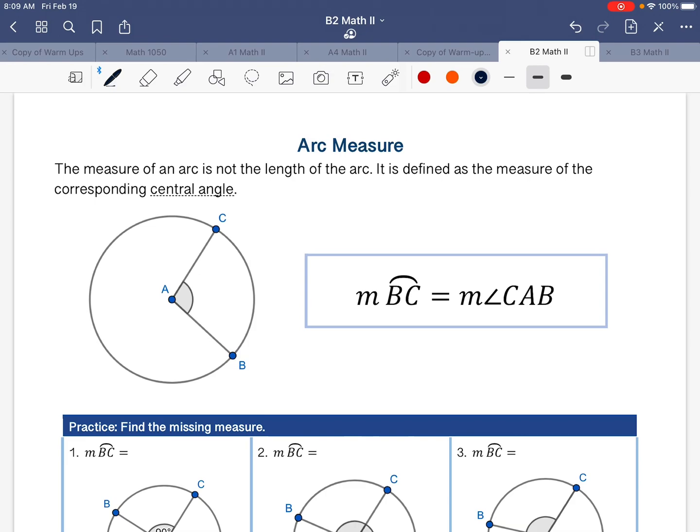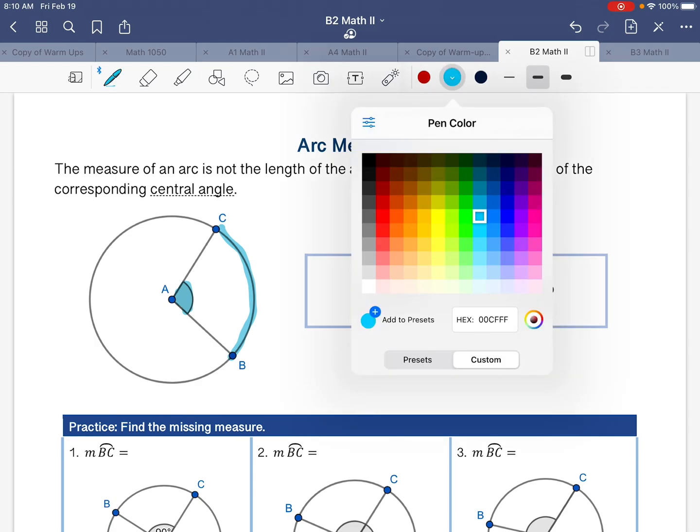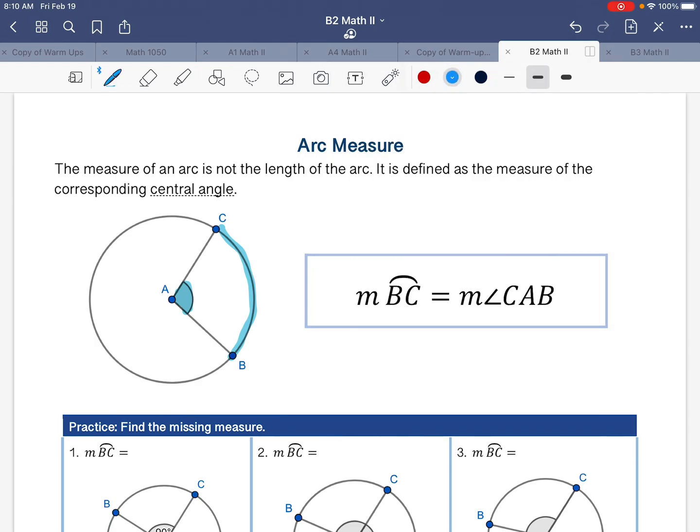It's a degree measure that we use for arc measure, and it's the same as the central angle that could be attached to it, right? So here's our arc between these 2 points. If we make a central angle, which you'll have learned the definition of in the previous 2 pages, a central angle has the vertex in the middle of the circle.